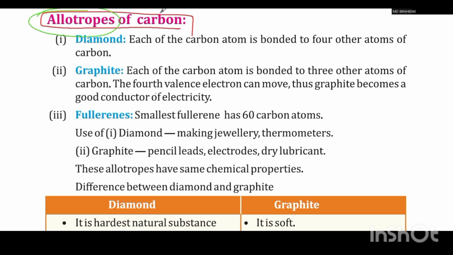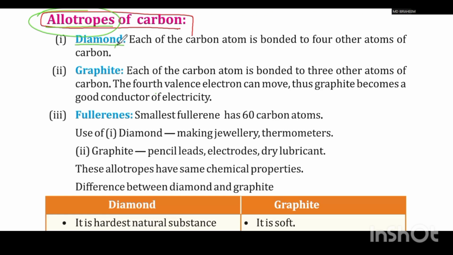Let me revise the definition. Allotropes are the different forms of the same element having different physical properties but the same chemical properties. I will explain, don't worry. And never try to memorize. Try to understand the concept, which is the definition of allotropes.